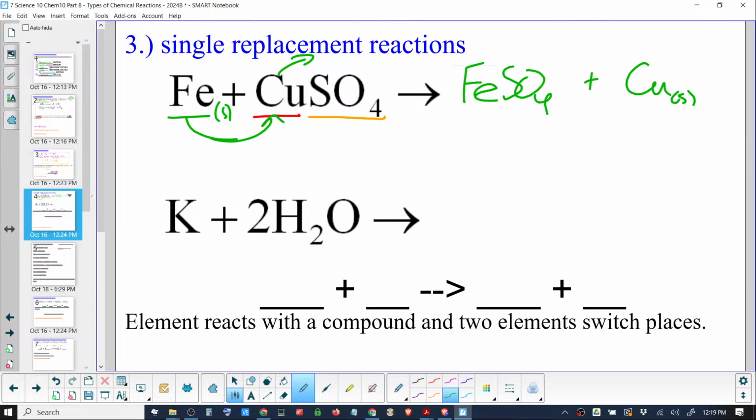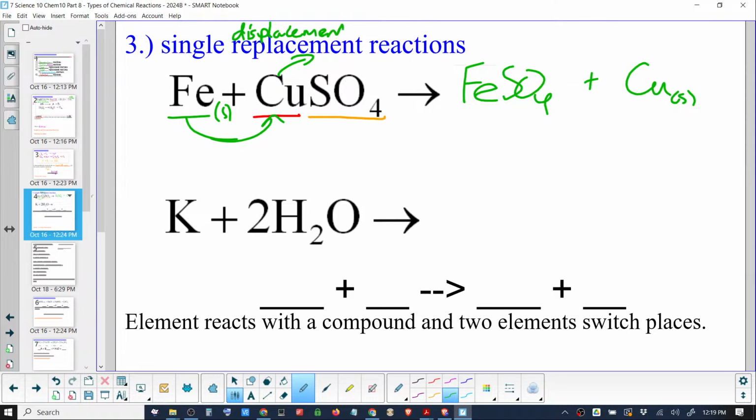Would this be the same as a displacement reaction? Replacement and displacement, if you learned it that way, are exactly the same. Two different words. Some places teach it as displacement. Because I've heard it, yeah. So some people do it as a displacement.